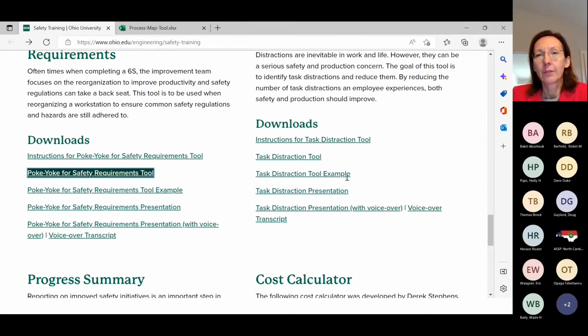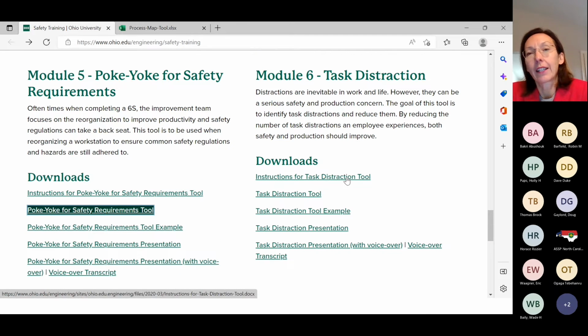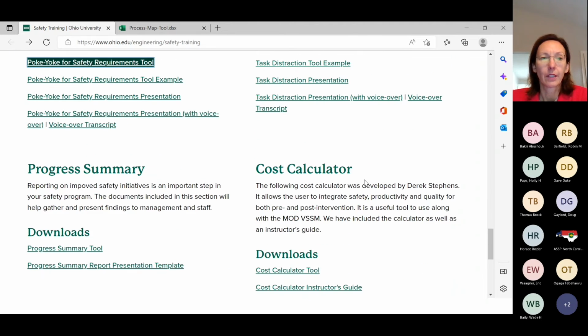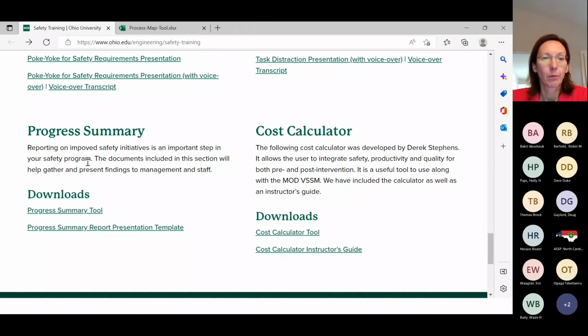And then distractions, again, and these were all, like I said, ideas brought from our people working in the companies. But we just had some companies who really said that they had some issues related to distraction in the workplace. And so it was a tool related to distraction and fixing that. And then just the summary. But the one thing I want to show you in more detail is this cost calculator was developed by Derek Stevens.